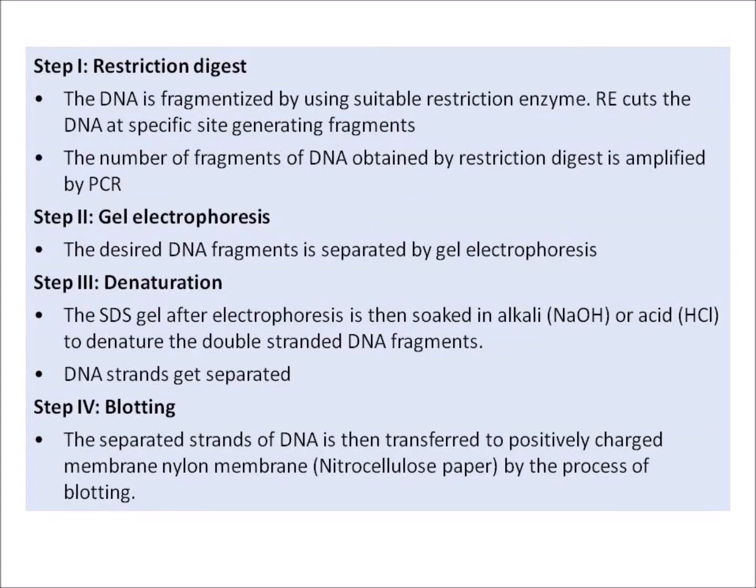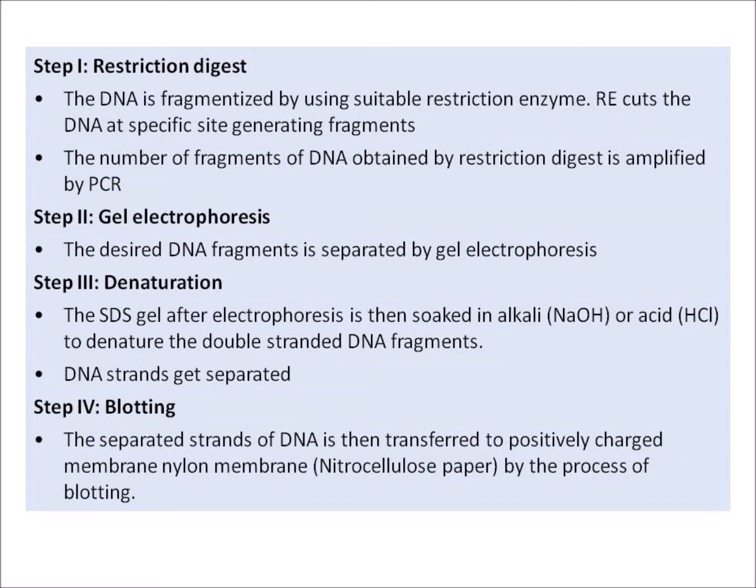In the procedure, the first step is restriction digest. The DNA is fragmented by using a suitable restriction enzyme. Restriction enzymes cut the DNA at specific sites generating fragments. The number of fragments of DNA obtained by restriction digest is amplified by PCR. Step 2, gel electrophoresis. The desired DNA fragments are separated by gel electrophoresis. Third step is denaturation. The gel after electrophoresis is then soaked in alkali or acid to denature the double-stranded DNA fragments. DNA strands get separated.